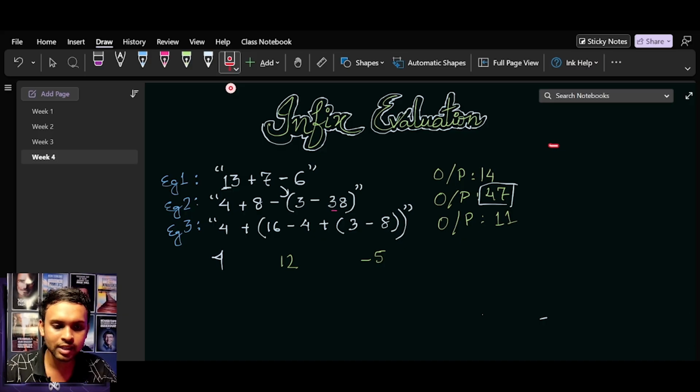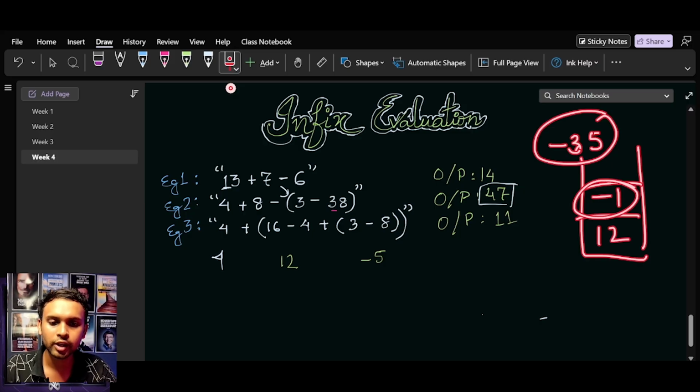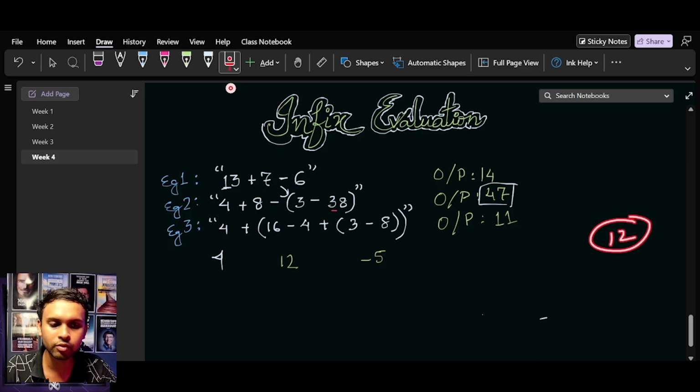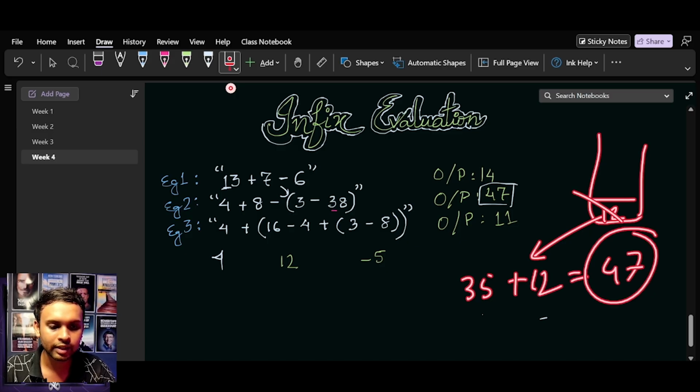After evaluating this, I found that it is -35. In my stack it is -1 and 12, right? So we will multiply this -35 with -1 in order to know what should be added to this 12 over here. So -35 into -1 will give me 35. With that I will do stack dot pop. The last value was 12, so I will take this out and do 35 plus 12, which will become 47. That will be our answer. So we will use a stack.